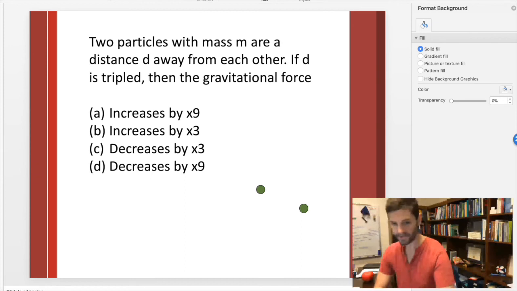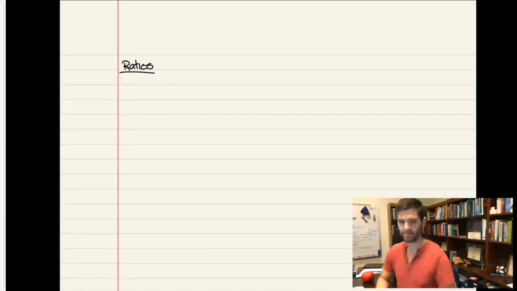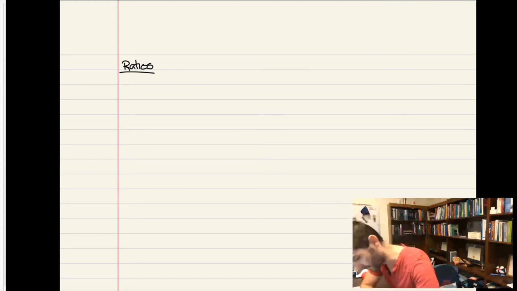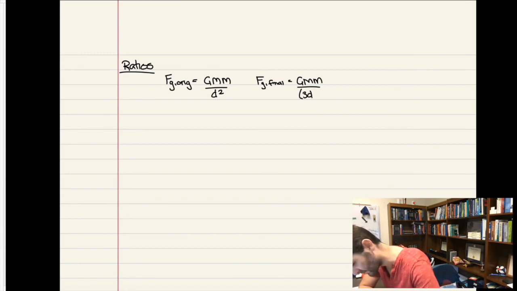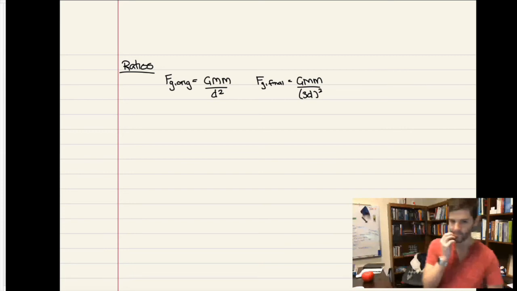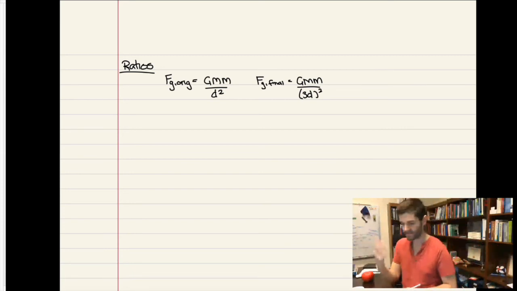Instead, we can do this via ratios. With ratios, you essentially write down an expression for this gravitational force. So I have the gravitational force originally, which was G m m over d squared. And then the force due to gravity final, which was G m m over, the masses aren't changing, but the distance is tripling, so 3d squared instead. d increases by a factor of 3.